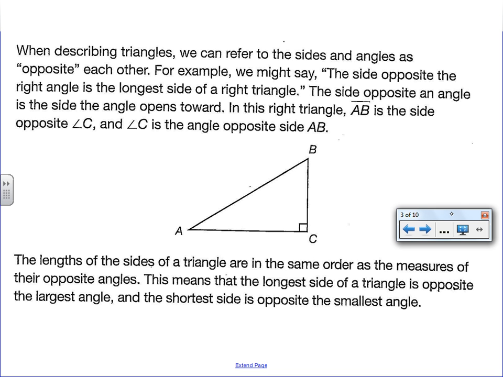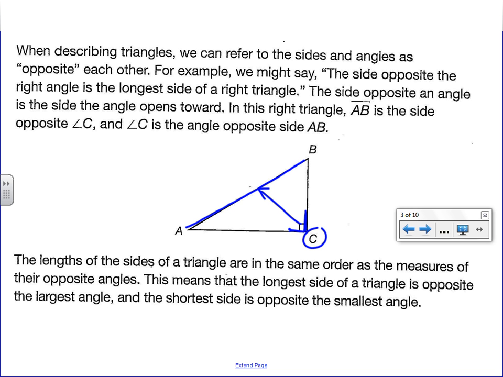The side opposite an angle is the side the angle opens towards. Okay, so the right angle here opens towards this side. So that's the side that corresponds to that angle. In the right triangle, side AB is the side opposite angle C. This is angle C, this is side AB, and angle C is opposite of side AB.